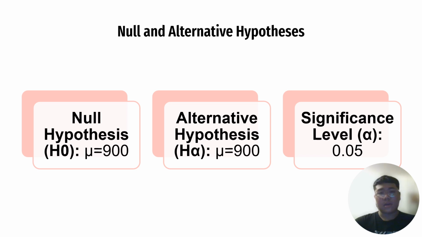To test this, I set up the following hypotheses. The null hypothesis, H0, assumes that the rent is $900, or μ equals 900. The alternative hypothesis, Ha, assumes that the rent is less than $900, or μ is below 900. For this test, I'll use a significance level of 0.05 to evaluate whether we can reject the null hypothesis.